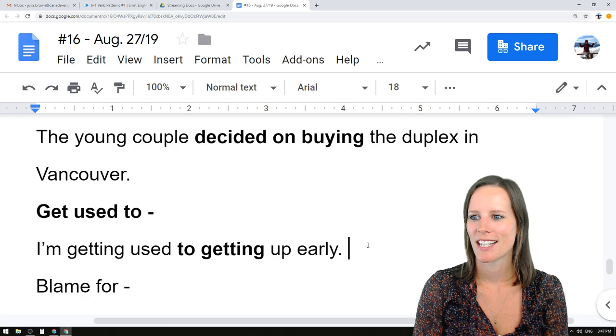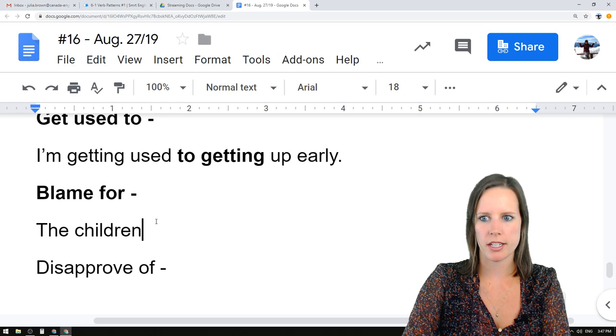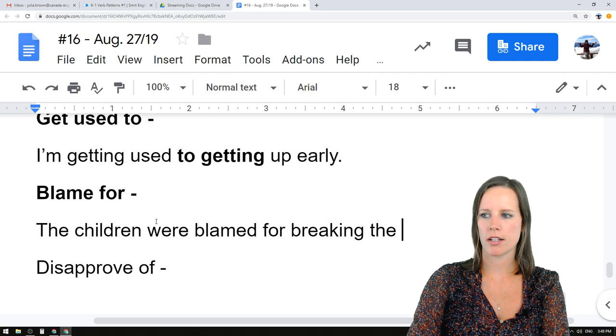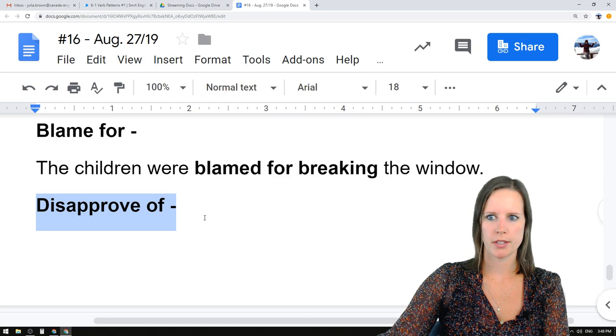Okay, we've got to keep going. I'm getting sidetracked. Blame for, one example for blame for. The children were blamed for breaking the window. Okay, for example. I'm just going to go quickly and give you a couple more examples, and then we can continue with the verbs.